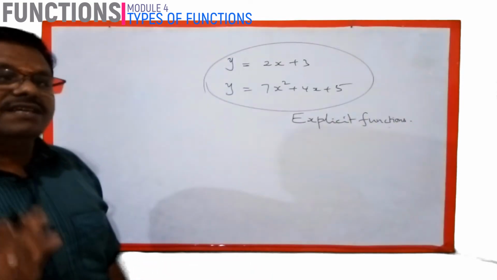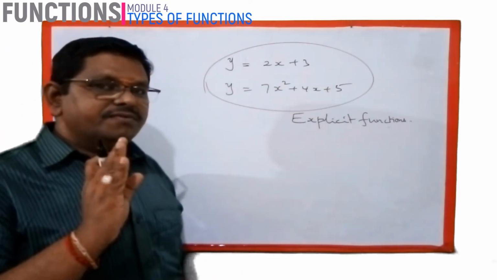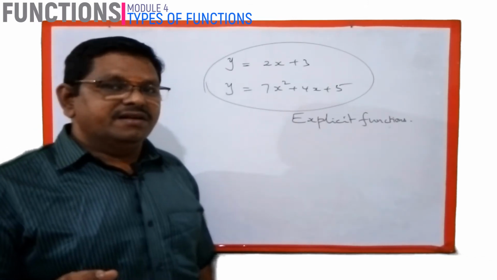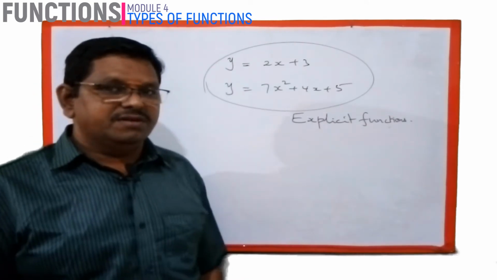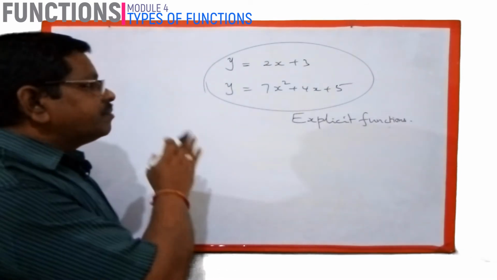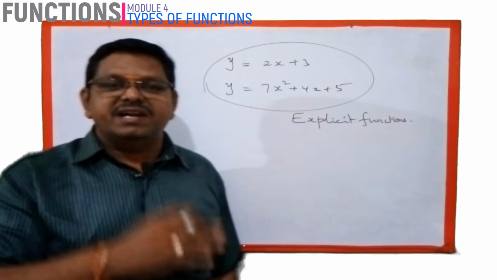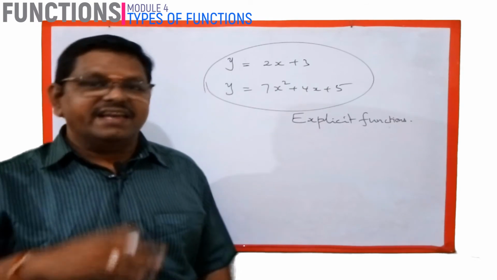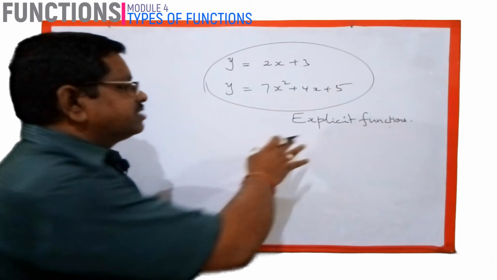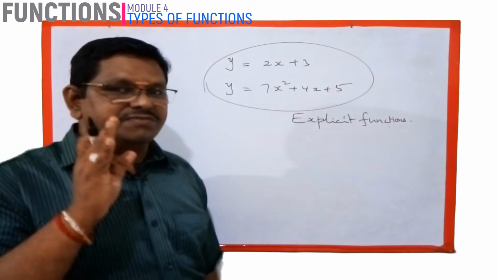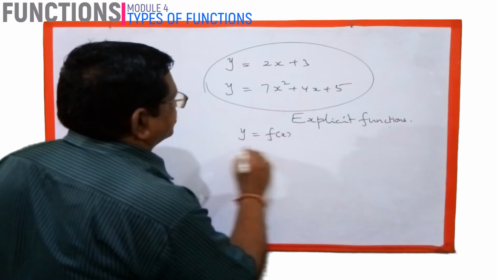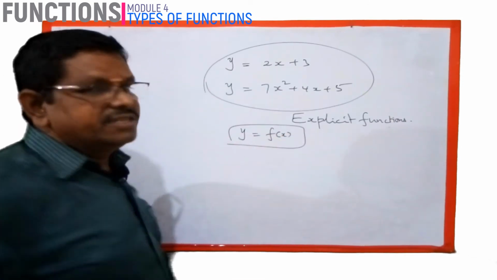Remember, here x and y are the two variables. We call x the independent variable, whereas y is called the dependent variable. So the value of y depends on the value of x. If you are able to separate the dependent variable and independent variable on either side of the equal symbol, then we can call such a function an explicit function. So in explicit functions, the function will always be like y is equal to f of x. y is always expressed in terms of x.